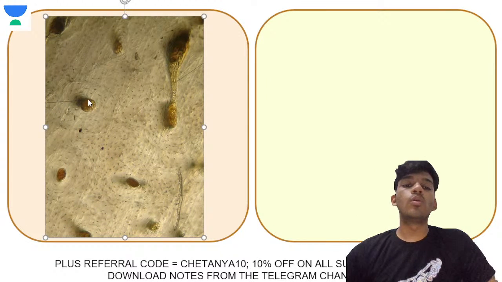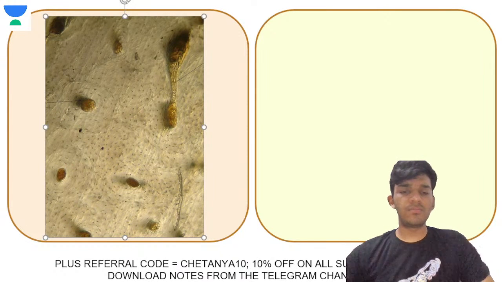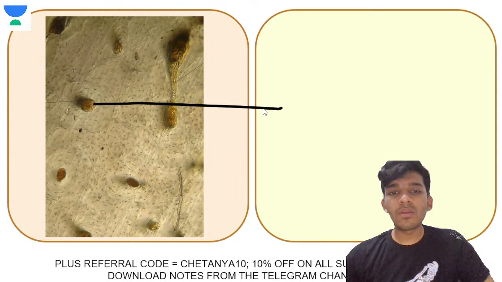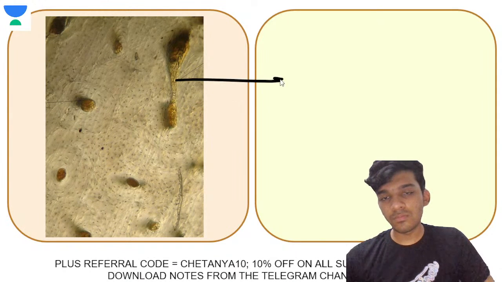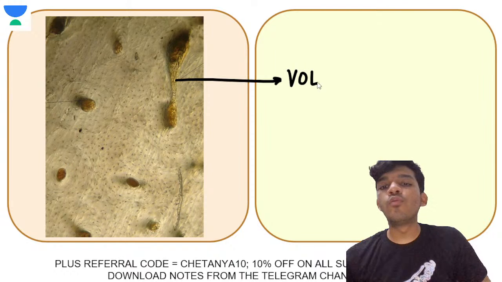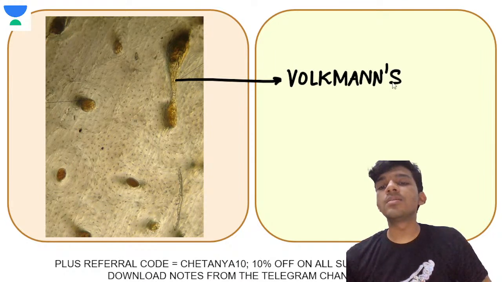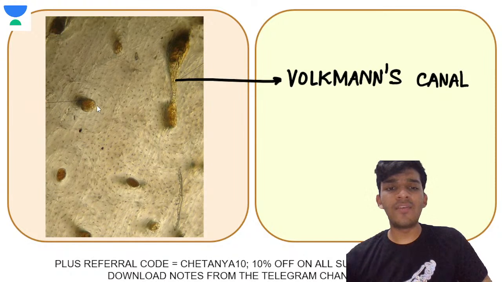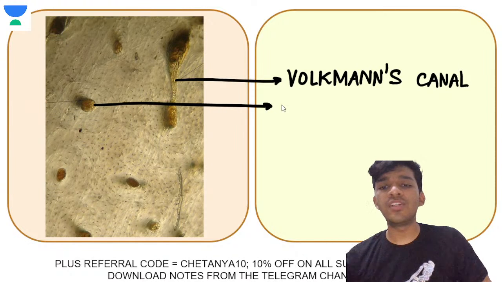Okay. So let me show you a few things seen here. You can make out this is a perforating canal or a Volkmann's canal, and it is connecting to the Haversian canal. So you can see this is a Haversian canal.